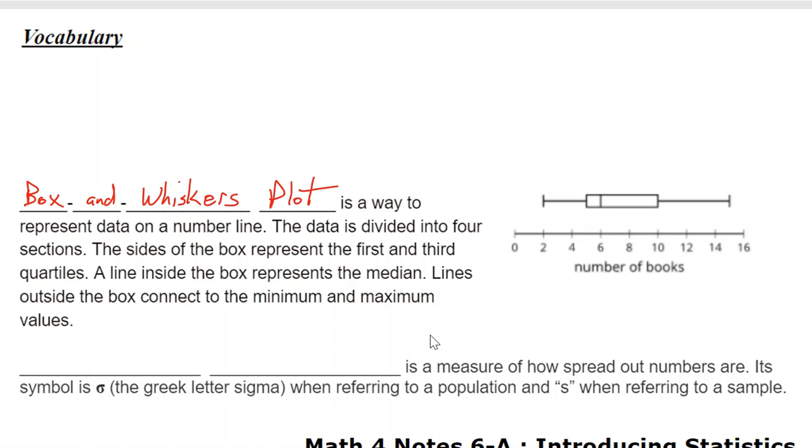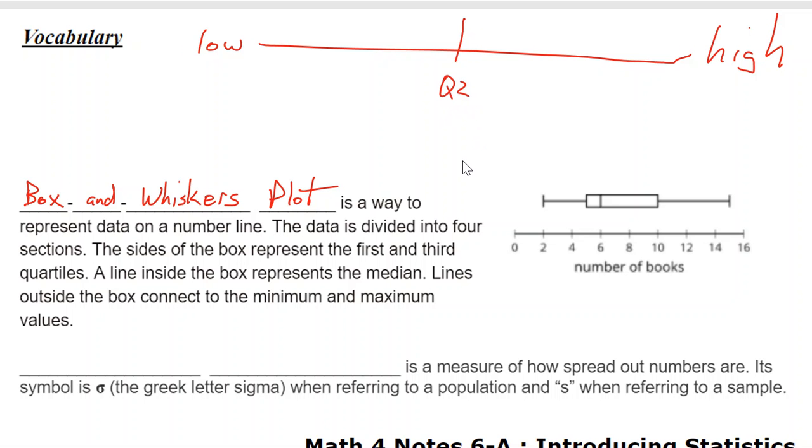Now, to create a box and whiskers plot, you had to line up all of your data from lowest to highest, and then you had to cut it in half, Q2. And then you had to cut it in half again, that's Q1 over here and Q3 over here. And those numbers would show up here on your box and whiskers. It would be the low number, it would be the high number. And down here is some sort of scale that gives you a sense of how large or small this thing is.